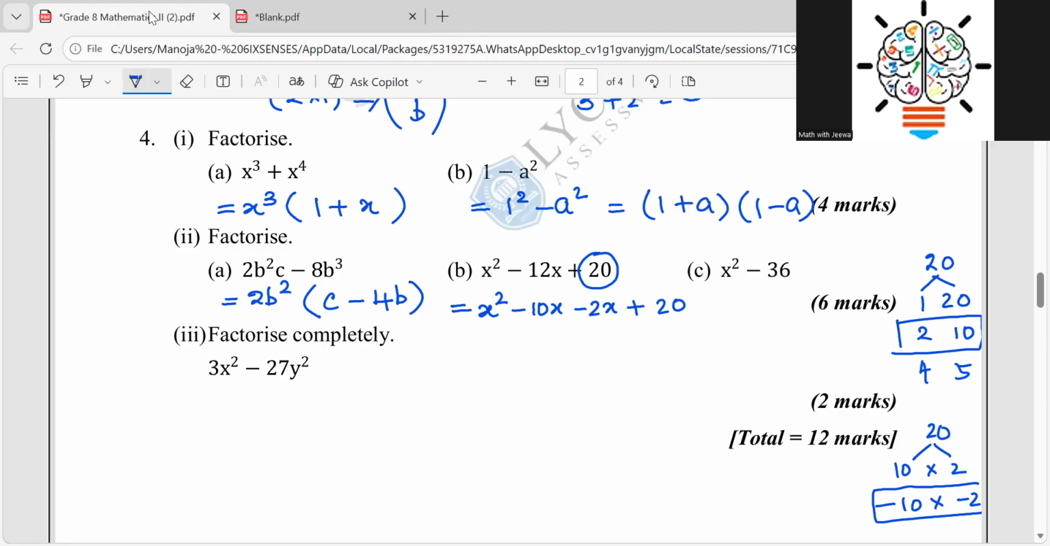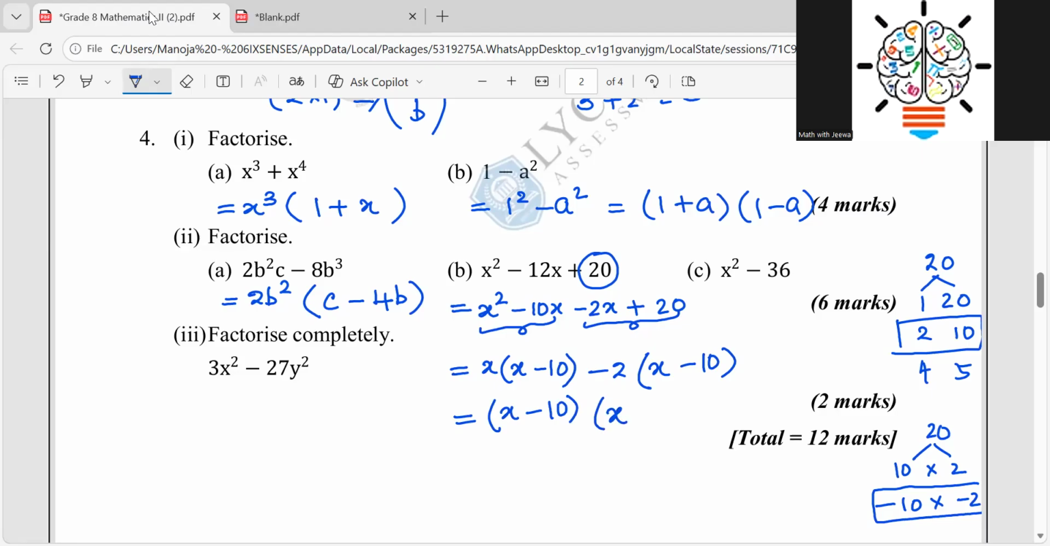So then I pair these, and I have told you, children, that when you are pairing this and factorizing the first bracket part or the first component, you just ignore the second part. You just think that you don't have anything. And then you write x minus 10. And the next one you have negative 2 and x minus 10. Right? So then you have already written x minus 10 two times inside the bracket. So then x minus 10, then x minus 2, you write like this.